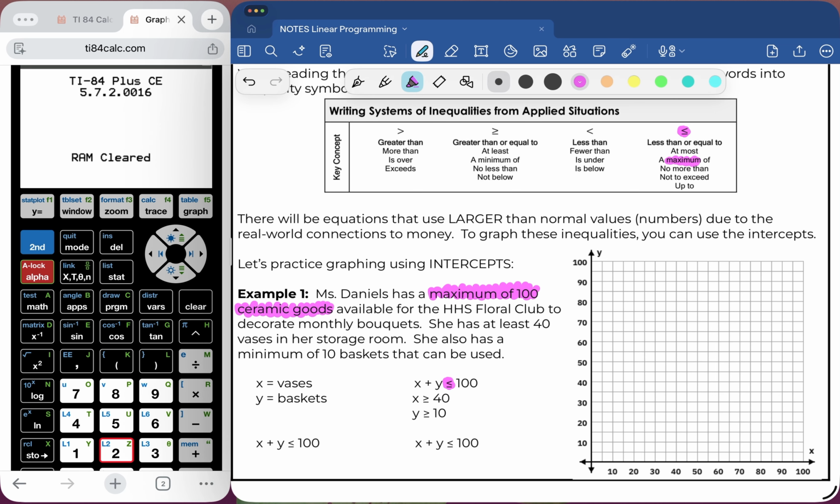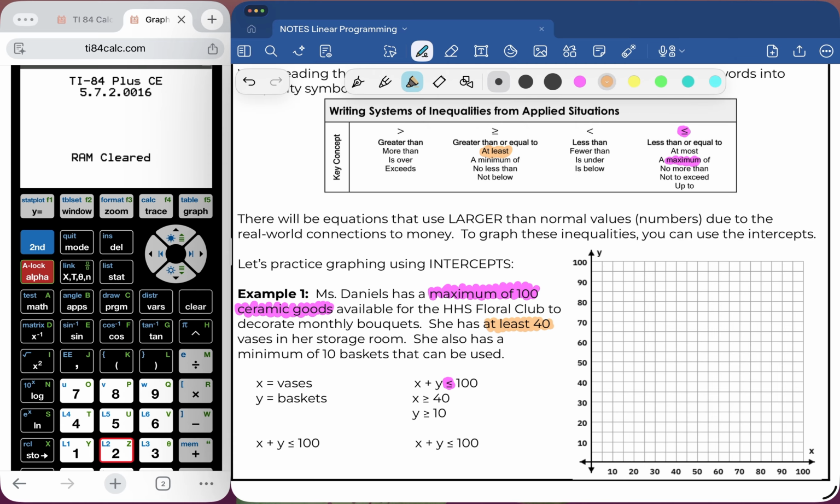She also has at least 40 vases. Since vases is X, you can see that X inequality. At least, when you look at our list, it's here with that greater than or equal to. Since you have the word at, that means you can equal 40. And since 40 is the least, then you have to go bigger, so you want a greater than.